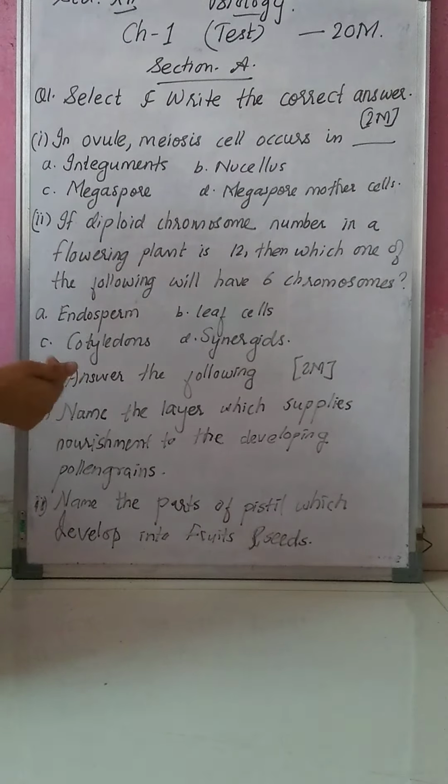Question number 3 is: explain the process of double fertilization. You have to explain only the process of double fertilization. Write a short process, as this is a 2 marks question. In short, write about the double fertilization process, and in points. Then question number 4, give the functions of.